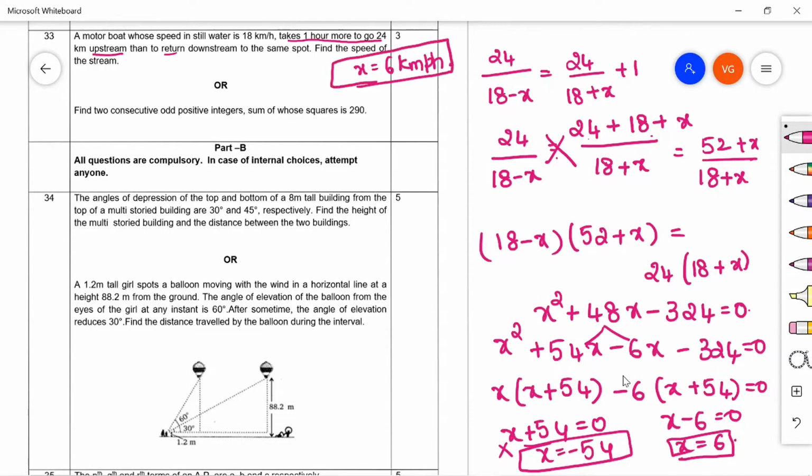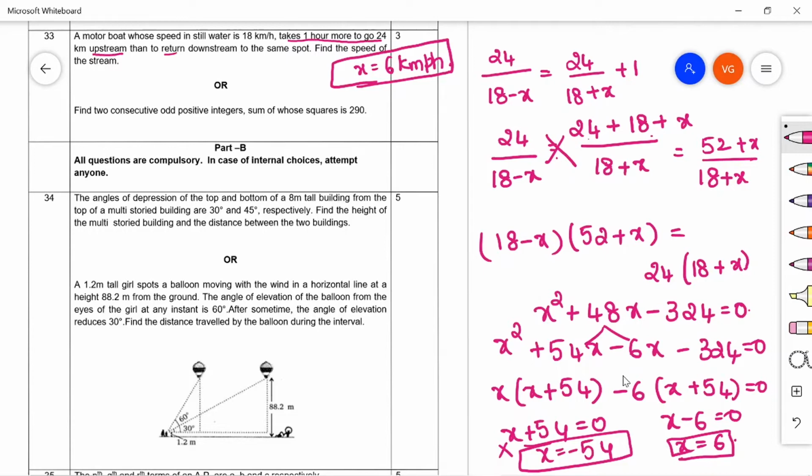So this is the final answer. Write it down in a statement and put a box around it. Now I'll explain the marking scheme for this question. Once you write the speed of the boat and distance, that is the given data, you will get half mark. Upstream, downstream equations, you will get half mark. Then getting the quadratic equation, you will get 1 mark. Solving the quadratic equation and getting the final answer, 1 more mark.